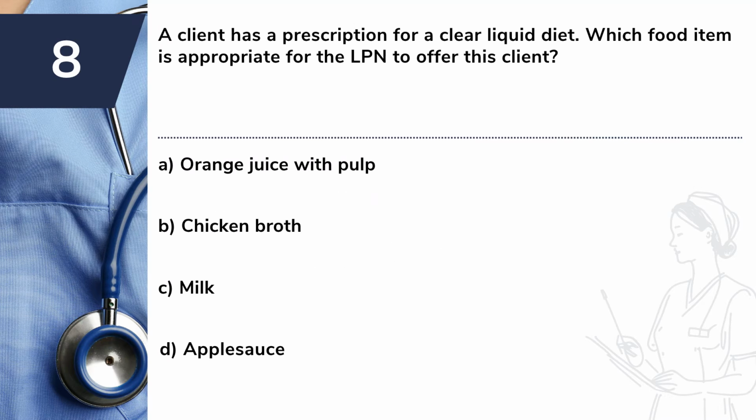Question 8. A client has a prescription for a clear liquid diet. Which food item is appropriate for the LPN to offer this client? A. Orange juice with pulp. B. Chicken broth. C. Milk. D. Applesauce.